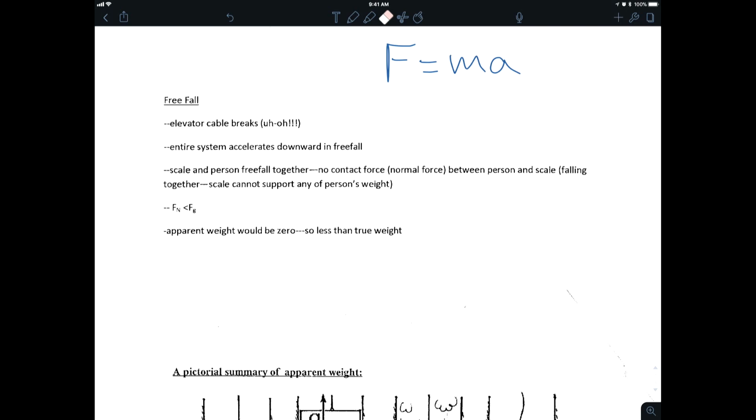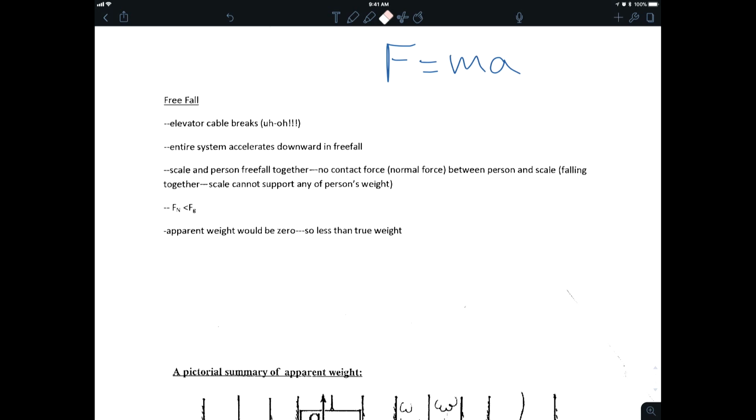So the entire system accelerates downward in free fall. Now this is a new situation. The scale and the person free fall together, with no contact force. Normal force is the amount of force that they're pushing back on each other. So there's no contact force, with the person and the scale falling together. The scale cannot support any of the person's weight.